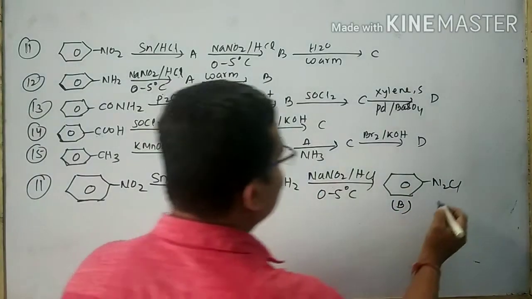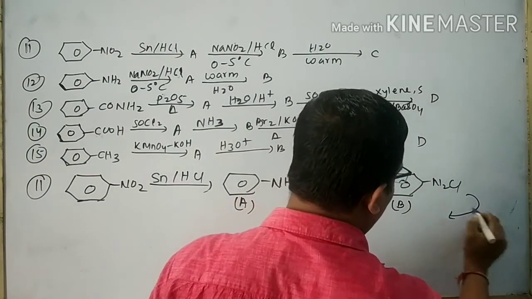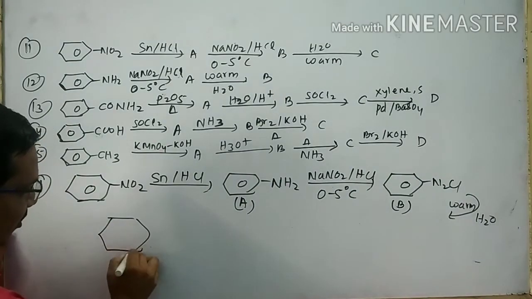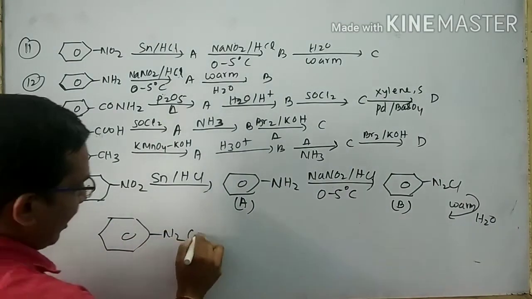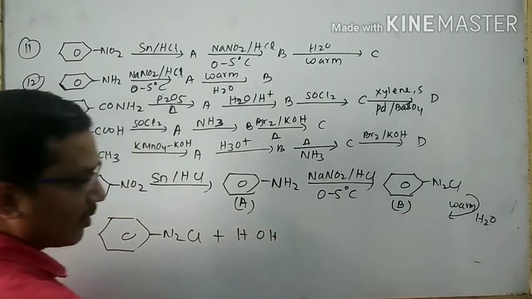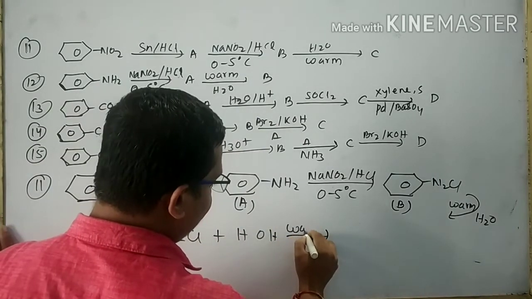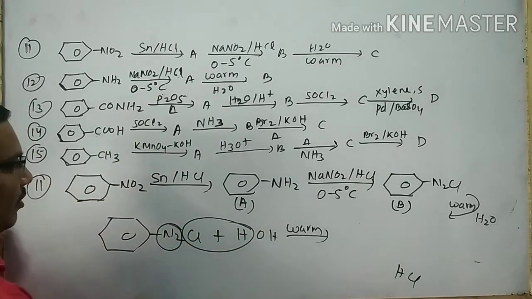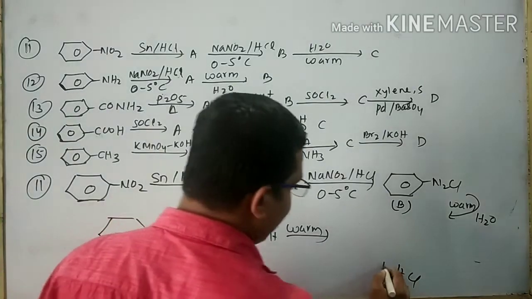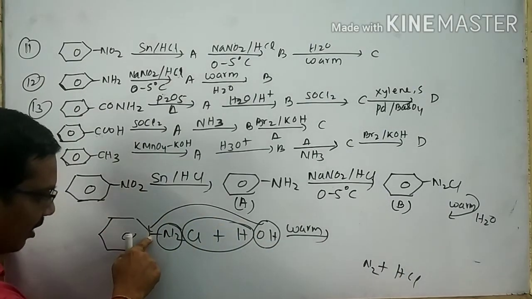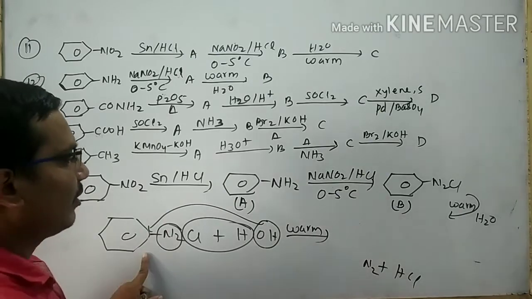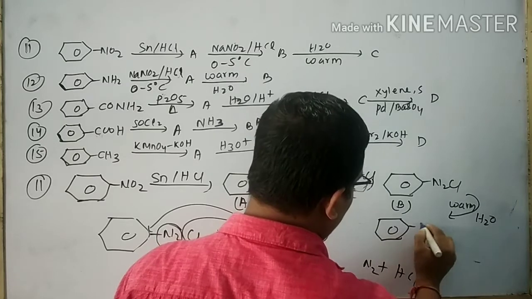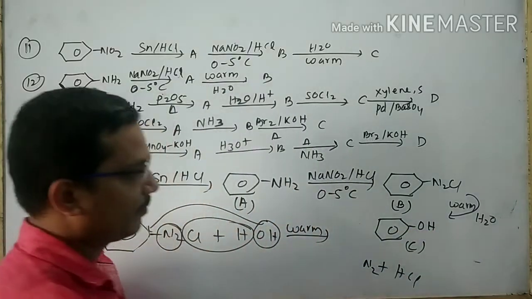Now BDC is treated with water in warm condition. Then what will happen? Look at that. This is your BDC and it is treated with water in warming condition. Then there is a loss of an HCl molecule. N2 is also considered as another byproduct, and OH will attach here and give you the phenol. This is considered as the C product.